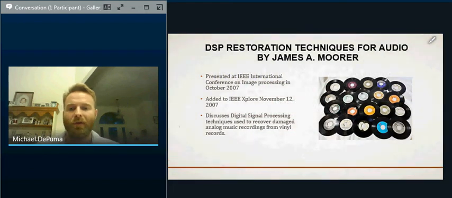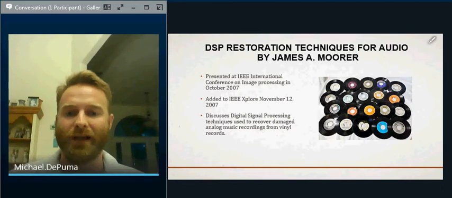The paper I will be reviewing is Digital Signal Processing Restoration Techniques for Audio by James A. Moyer. This paper was originally presented at the IEEE International Conference on Image Processing in October of 2007, and it was later added to the IEEE Explorer website November 12, 2007. And it discusses digital signal processing techniques used to recover damaged analog music recordings and convert them to digital.